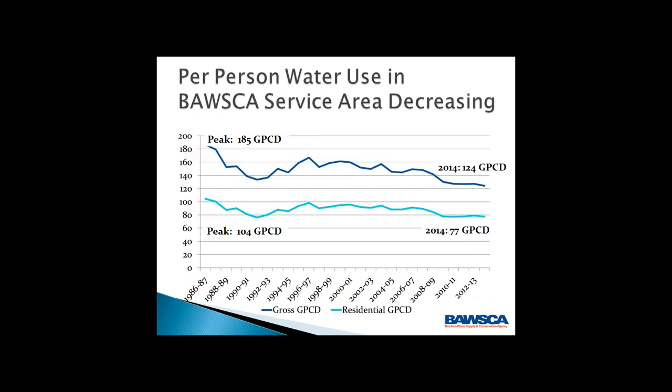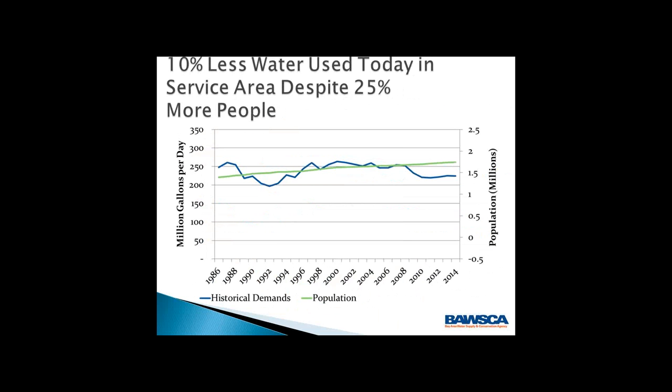So this graph here is going to show the gross gallons per capita per day of water use over the past 30 or so years. And as you can tell, it has definitely been decreasing over the years. In 1986, we used about 185 gallons per capita per day, and that's within our service area on average. In 2014, it was about 124. Residential has shown the same sort of trend, 104 gallons per capita per day in 1986, and has decreased all the way down to 77 gallons per capita in 2014.